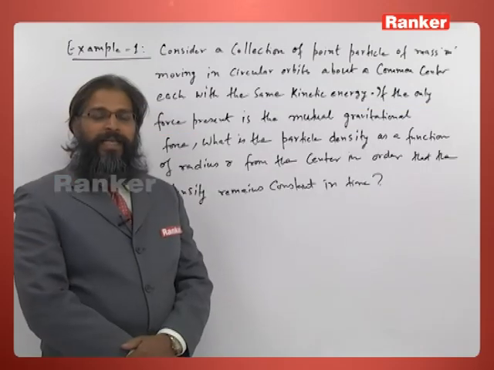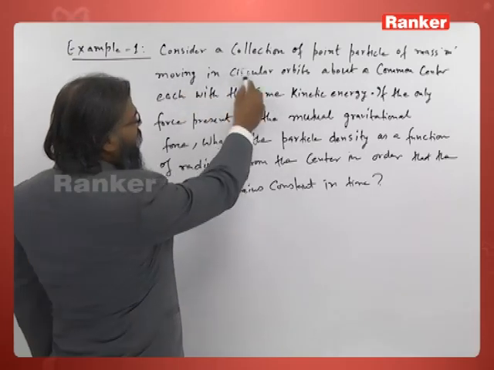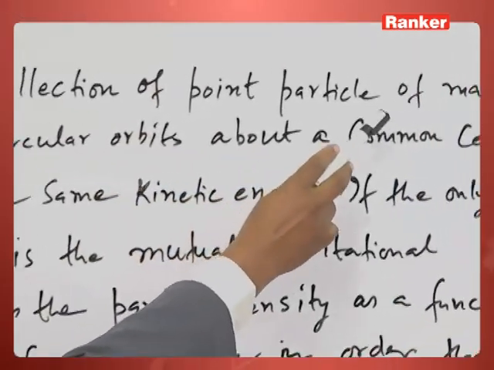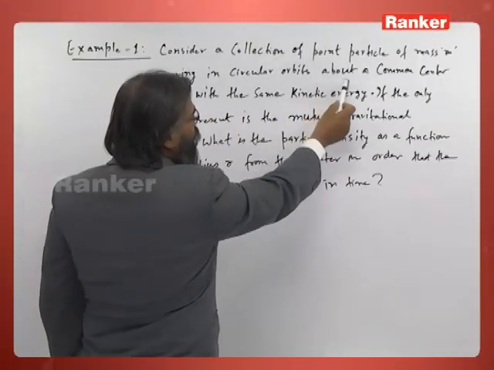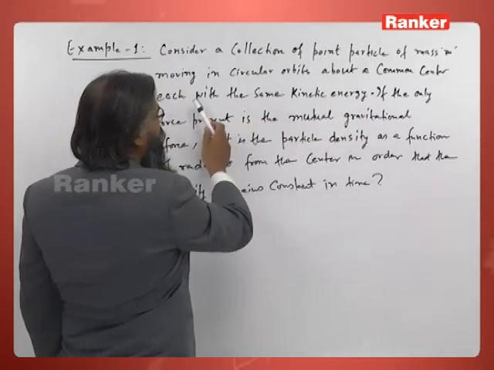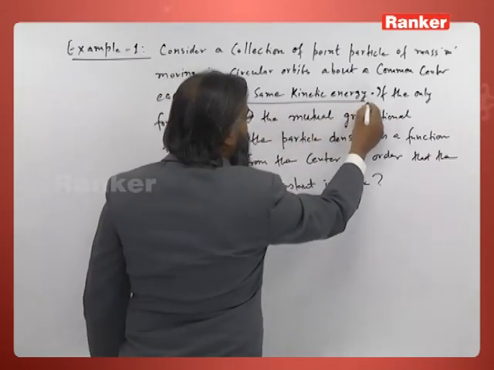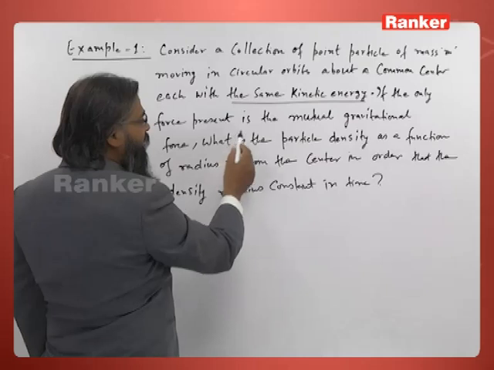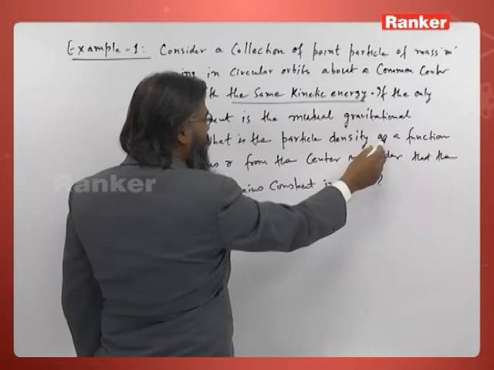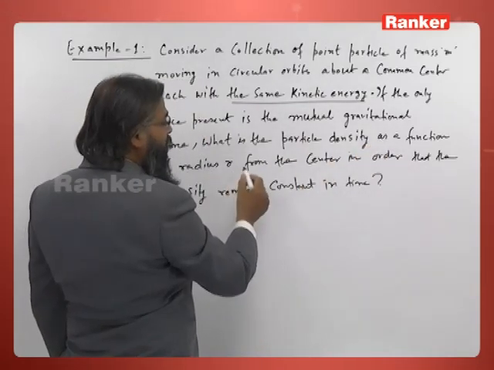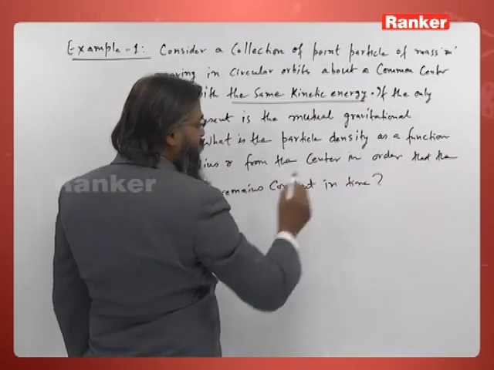So, now take an example. Consider a collection of point particles of mass m moving in a circular orbit about a common center, each with the same kinetic energy. So, they have the same kinetic energy. If the only force present is the mutual gravitational force, what is the particle density as a function of the radius r from the center, in order that the density remains constant in time?